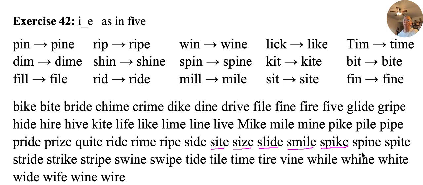Spike, I think it's spiked shoes, but it could be a nail. Spine, your backbone. Spite, don't spite somebody. Do something to get back at them. Spite. Stride, that's how you walk. What's your stride? Tall people have a longer stride. Strike, strike a match to light it. Stripe, paint stripes on the road. Swine, another word for a pig. Swipe your credit card, when you pay for something, you swipe it.